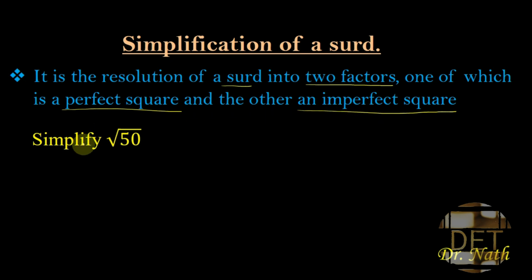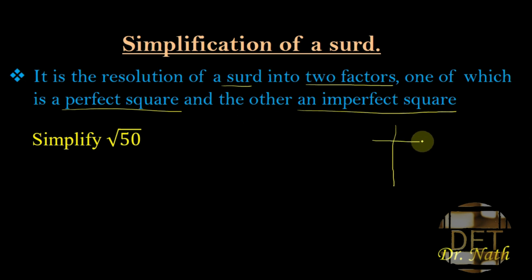So we have an example here. Simplify square root of 50. The square root of 50 is an example of a surd. Like I said in the previous video, a surd is an irrational number which does not have an exact root. So 50 does not have an exact root and is usually carrying this square root symbol. So we're asked to simplify the square root of 50. The first thing we're going to do is to break down the number into two factors.